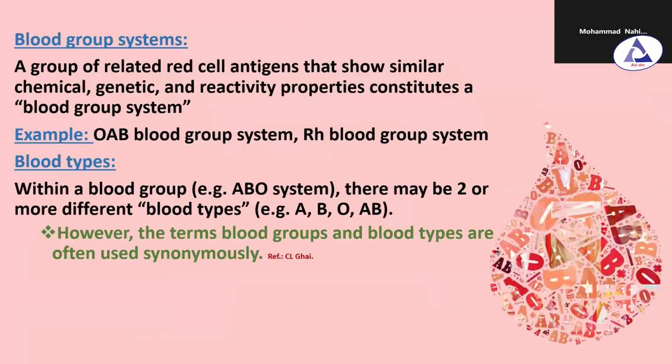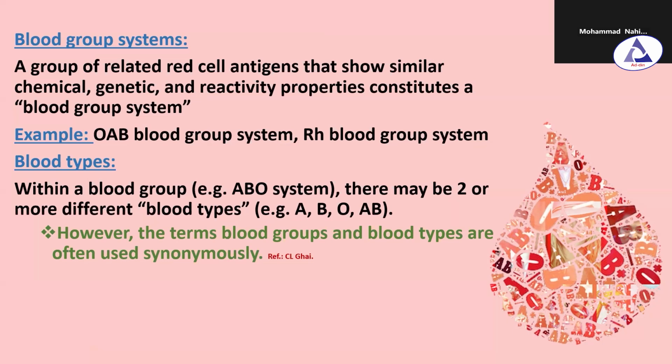Today, I will discuss the blood group system. Before starting, we have to know what the blood group system is and what blood types are. There is a slight difference between them. So, what is a blood group system? A group of related red cell antigens that show similar chemical, genetic, and reactivity properties constitutes a blood group system. Examples are the ABO blood group system and the RH blood group system.